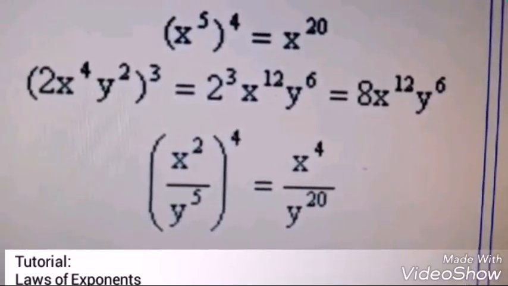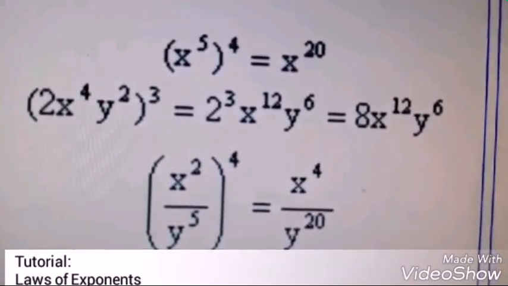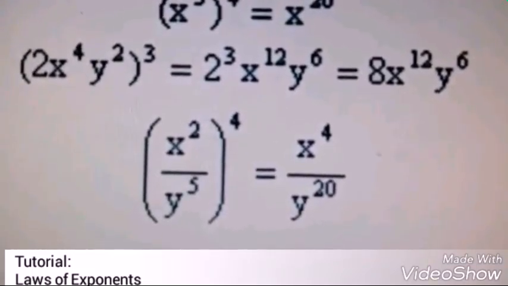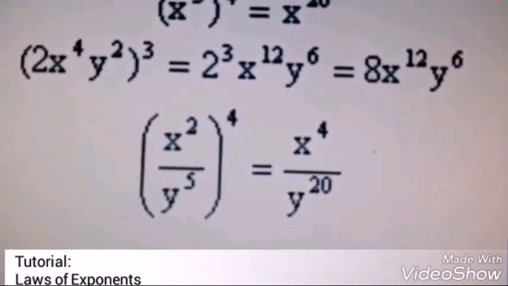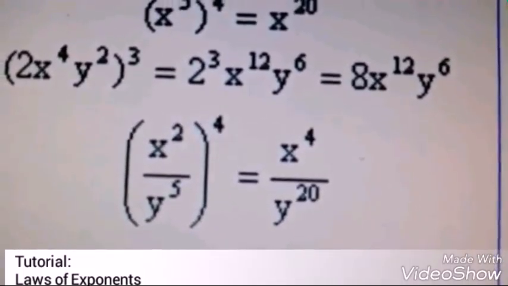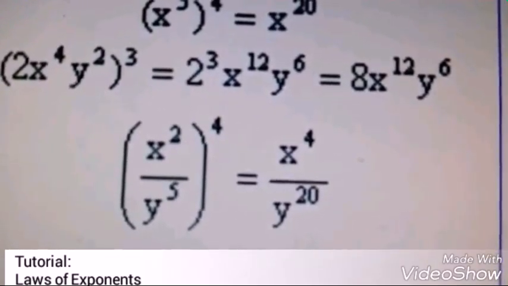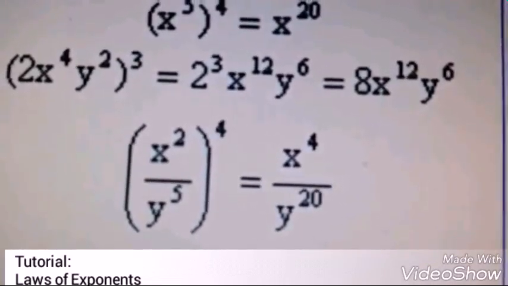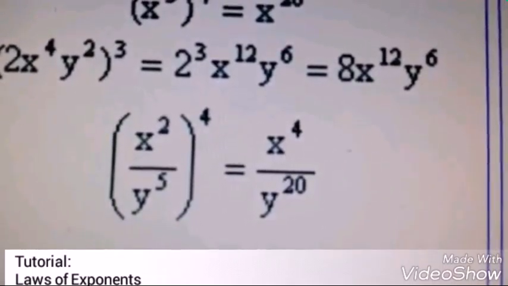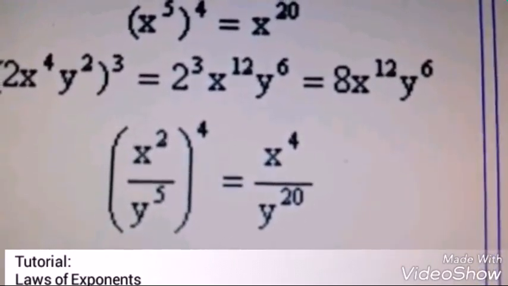Another example is 2x raised to the 4th power, y squared, raised to the cube power. So we will multiply each exponent by 3. So 2 cubed, and then 4 times 3 is equal to 12, x raised to the 12th power, and then y, 2 times 3, y to the 6th power. And then simplify, the answer will be 8x raised to the 12th power, y raised to the 6th power.